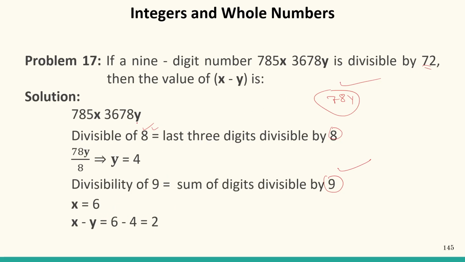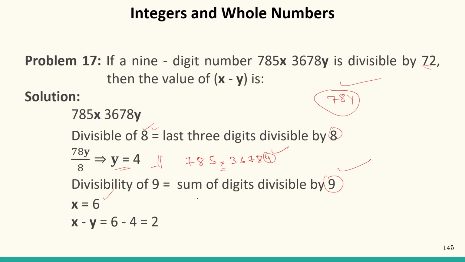Okay. So summing all of them, what we are left with is x must be equal to 6. Since y is equal to 4, we can replace 4 right here. So up to this, we have arrived at the conclusion that the number must be 785x3678, and the last digit, y, must be 4. So we want to now just evaluate this one.